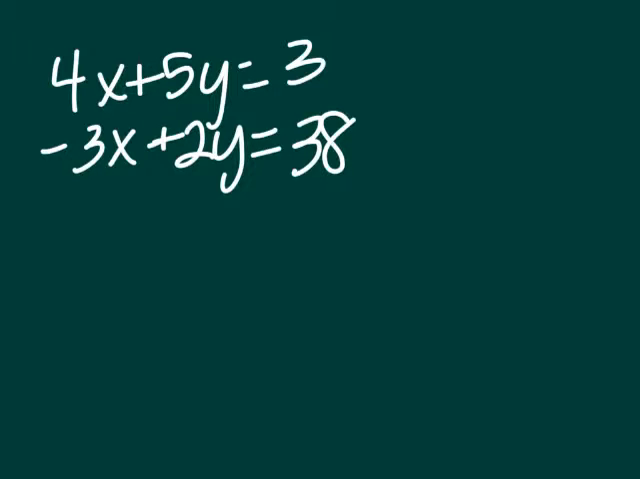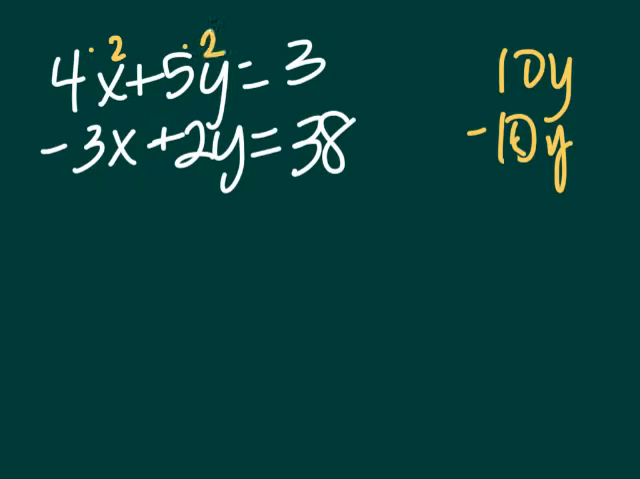Oh, you're so smart. So if I have a 10y and a negative 10y, those 2 would cancel out, correct? Yes. Okay. So how are you going to make 5y become 10y? Multiply it by 2. Times 2, times 2, times 2.